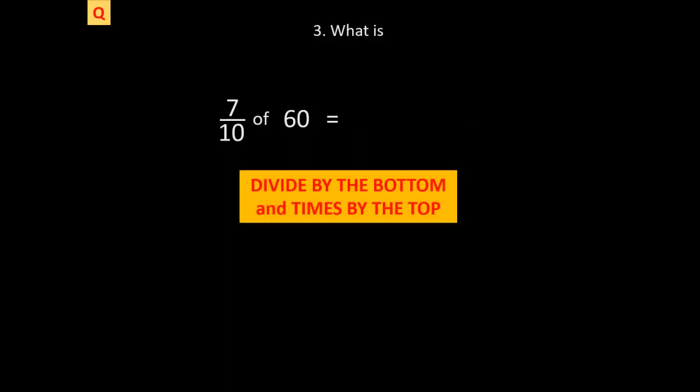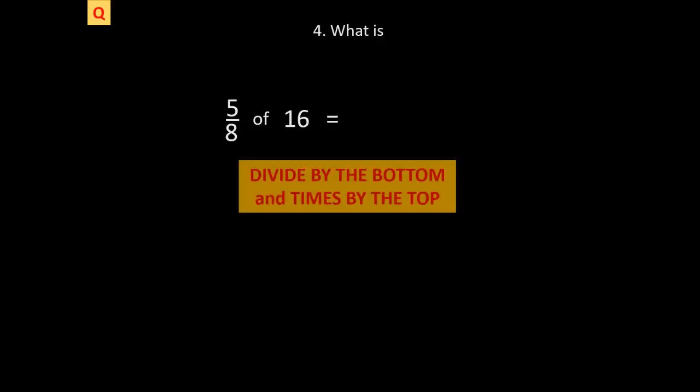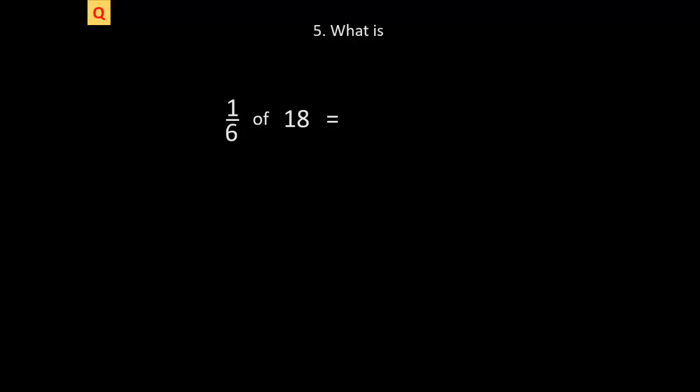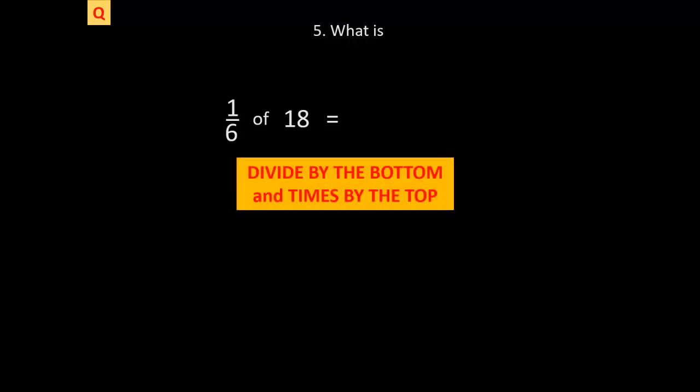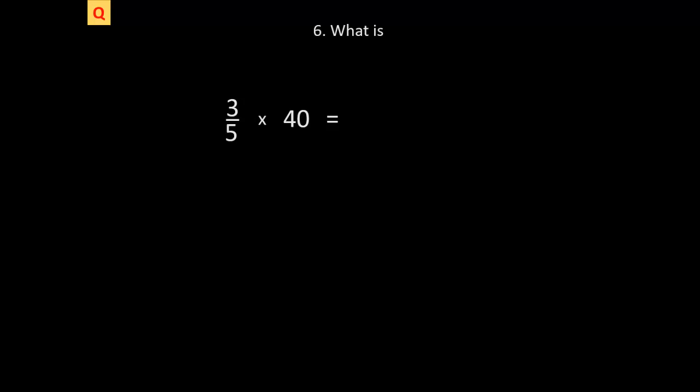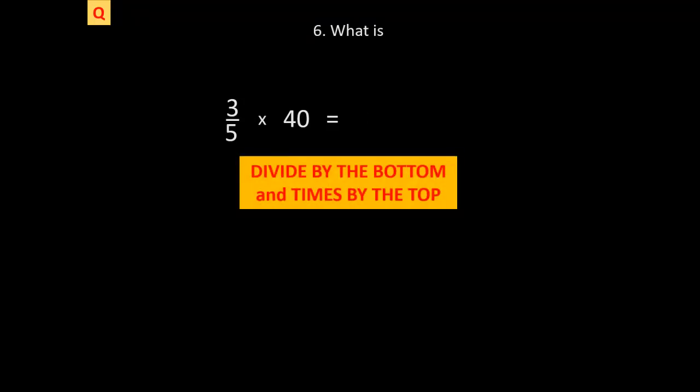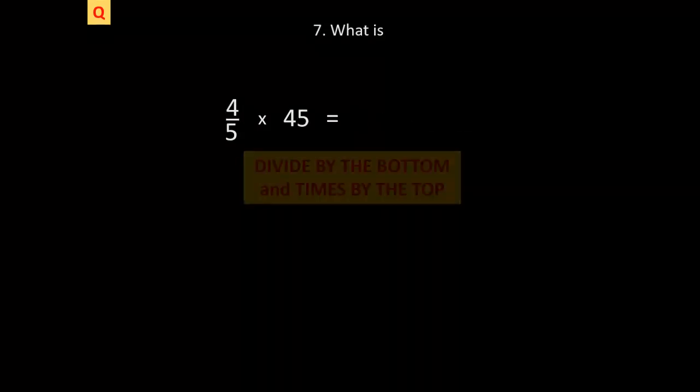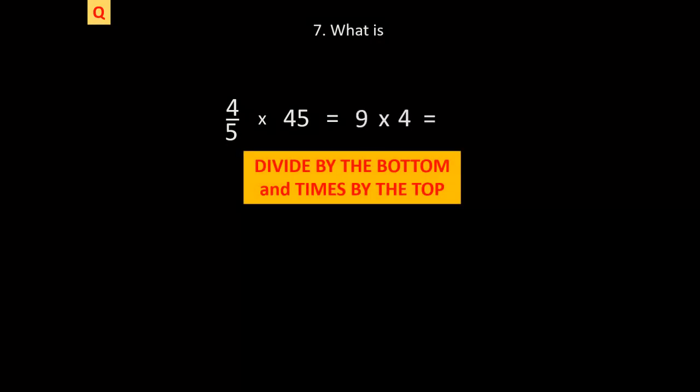Number 3. Divide by the bottom. 60 divided by 10 is 6, and then times by the top. So 6 is 1/10. We want 7/10, so 6 7s, 42. Question 4. 16 divided by 8 is 2, and then multiply by the top. 2 5s is 10. Number 5. 1/6 of 18. Divide by the bottom, times by the top. 18 divided by 6 is 3. 3 times 1 is 3. 3/5 of 40, or 3/5 times 40. So divide by the bottom. 40 divided by 5 is 8, times by the top. 24. 45 divided by 5, 9, times 4, 36.